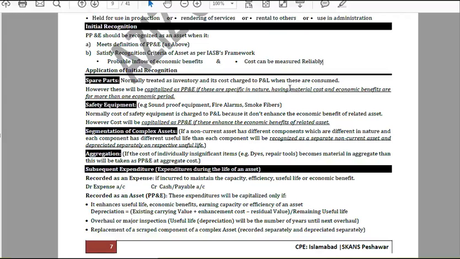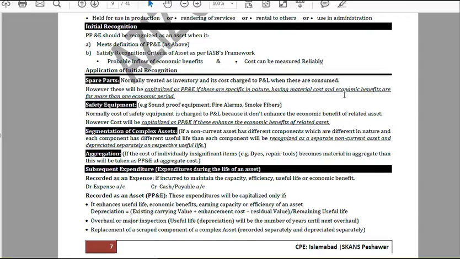Either it is material or immaterial. So it should have material cost. It should not have minor cost. It should have major cost, major value. Number three, economic benefits are for more than 1 year. So this spare part can be used for more than 1 year. Only then can we record this spare part as an asset.